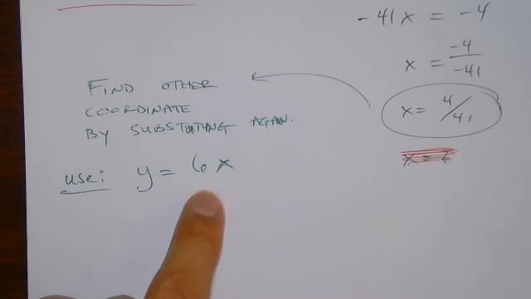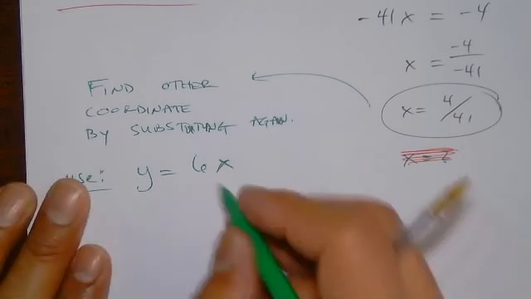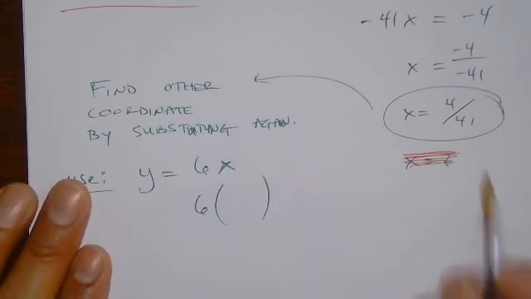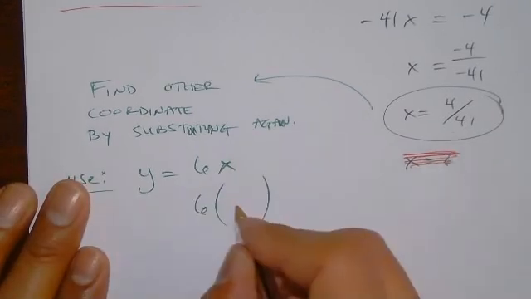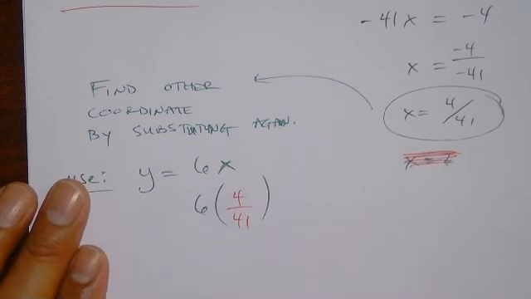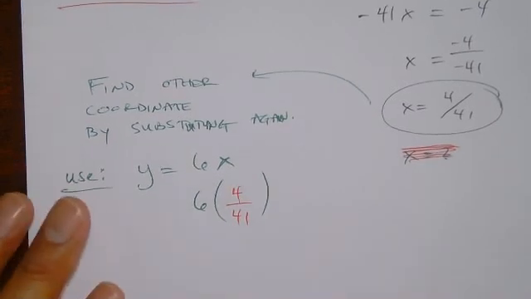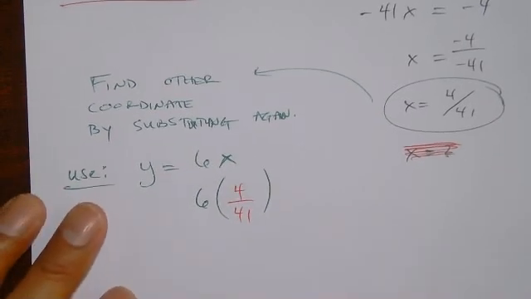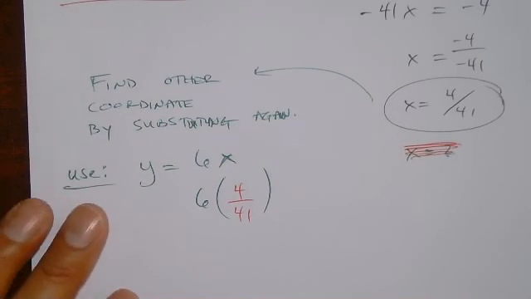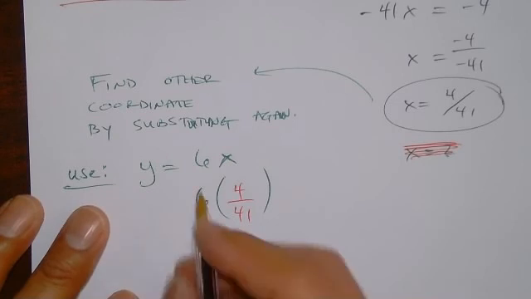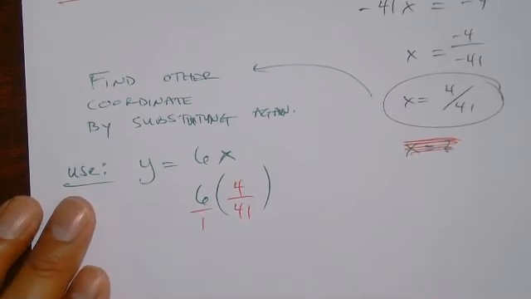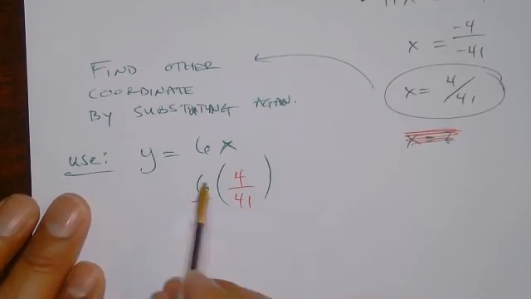Well, isn't x this? I got to put this answer for x right here, right? It wasn't 2. It was this ugly fraction, 4 over 41. Isn't this really saying 6 times what? 4 over 41? Ugh, yeah, it is. Okay, how do you multiply 6 times 4 over 41?